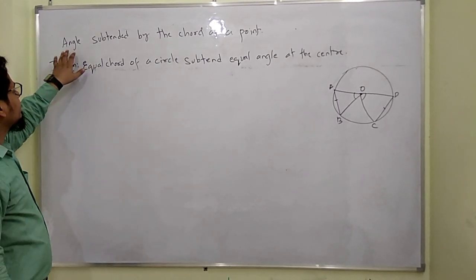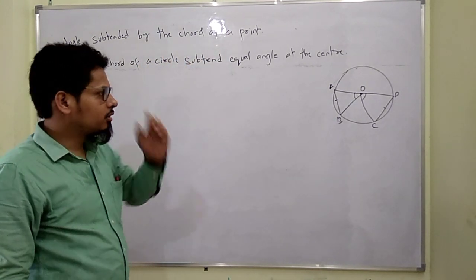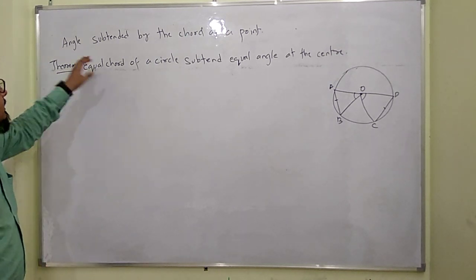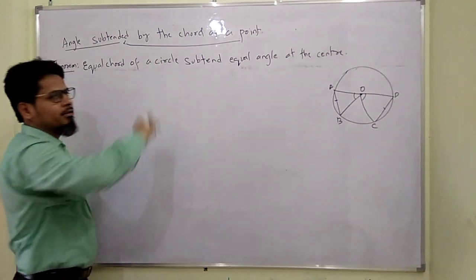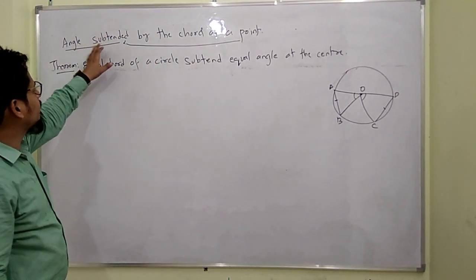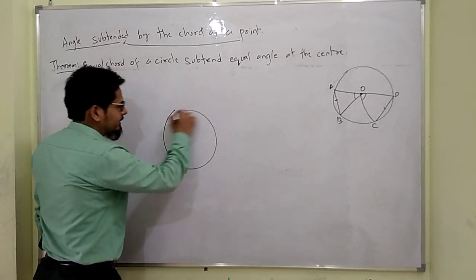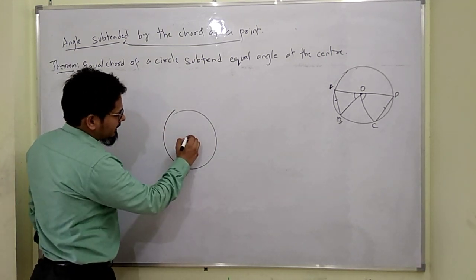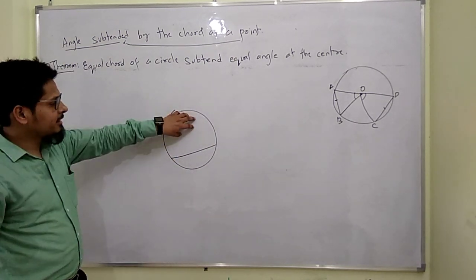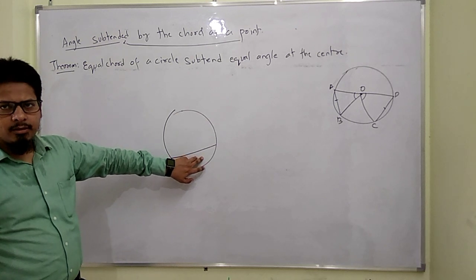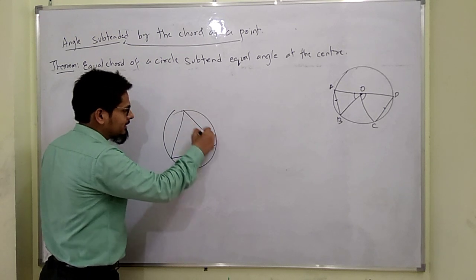Class, the next point is the angle subtended by the chord at a point, right? To understand this topic, this theorem is based on it. First I'll tell you what is the meaning of angle subtended by the chord at a point. Once it is one circle, I write it here, okay? So I draw one chord here, and there are two segments. One is the major segment and this one is the minor segment, right?